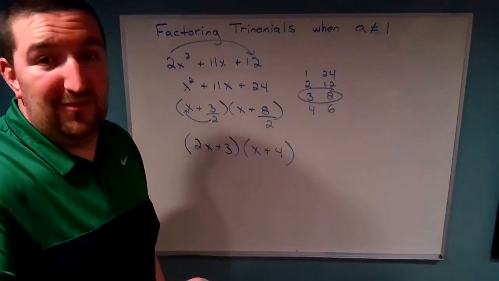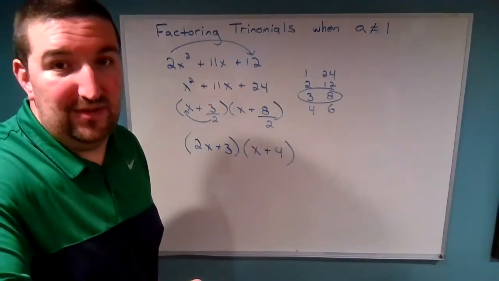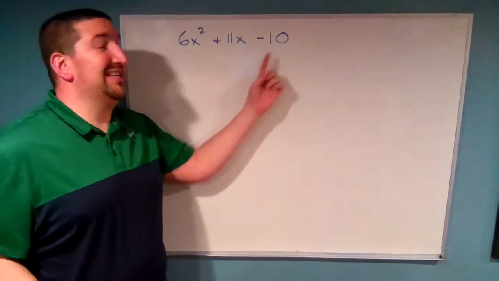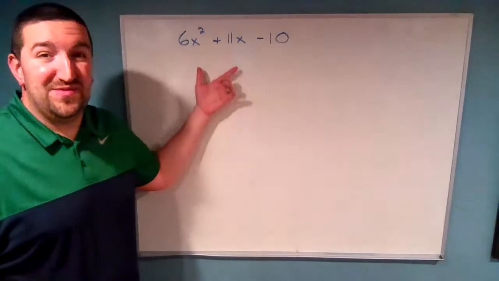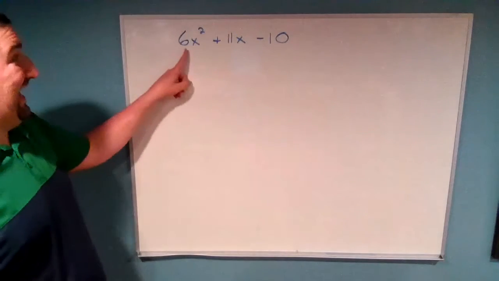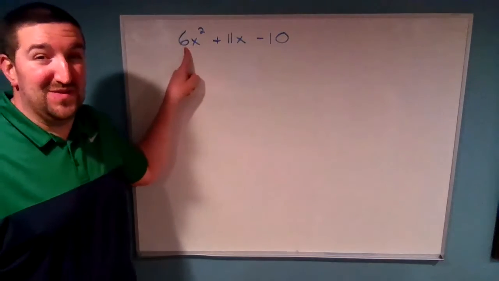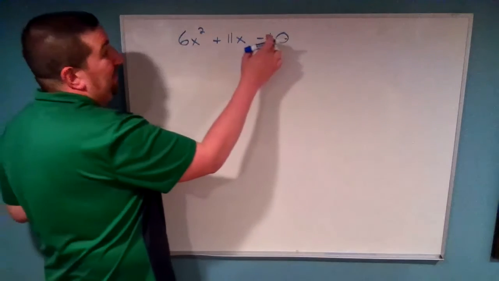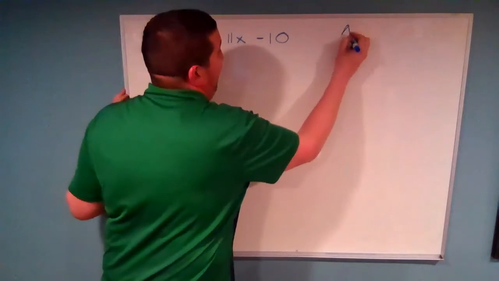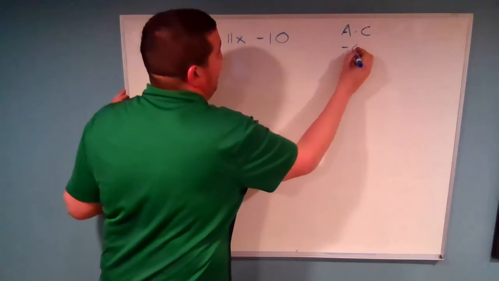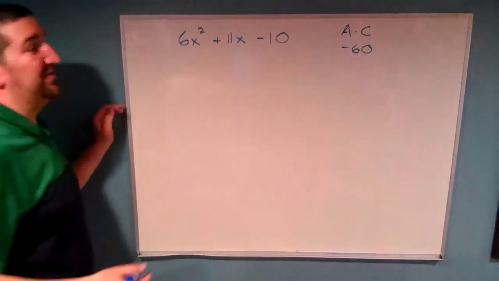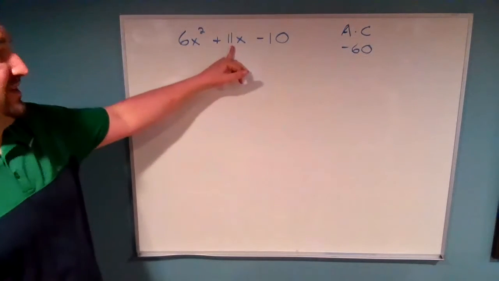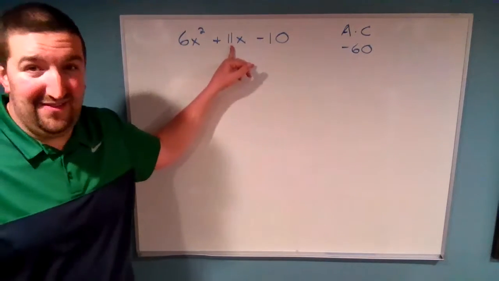I got another one coming for you, just in case you want to see another example. Okay, next example, 6x squared plus 11x minus 10. In order to factor this, it has an a term of 6. So in my method, you take 6 and multiply it by negative 10. So a times c is going to be negative 60. Now we have to find our factors of negative 60 that add, or in this case subtract, to 11.